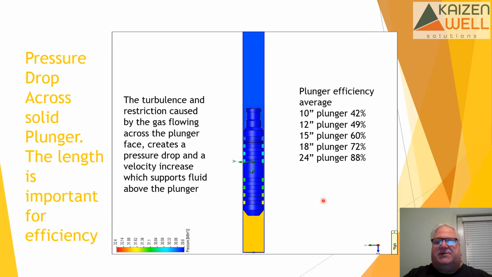Like I showed here, a 24-inch plunger is significantly more efficient than a 10 or 12-inch seal plunger. The average is somewhere around here, 12 to 15 inches. That's pretty average, I would say, the workhorse of most of the plungers that most companies have. But anyway, I just thought that was pretty interesting.